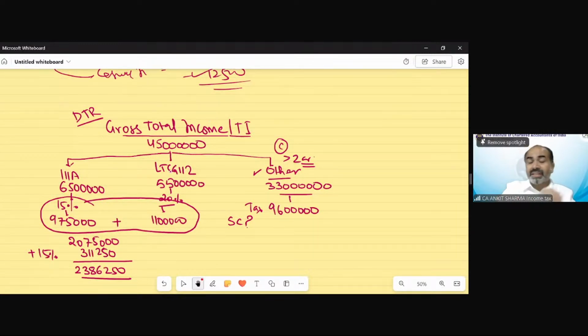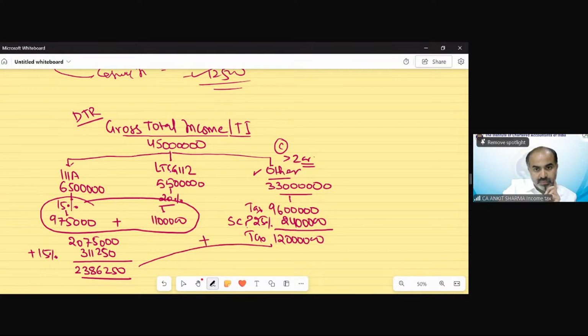Yes, because it is exceeding 2 crore and the maximum surcharge rate in case of default tax regime is 25%. Very well done. So the surcharge would be 24 lakh. Tax would be 1 crore 20 lakh. So total tax plus surcharge would be 1,43,86,250. Now that was option number A.